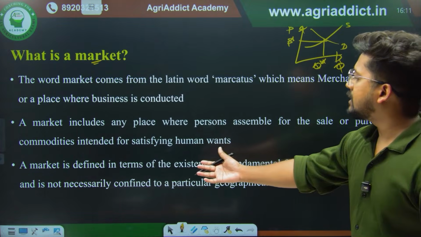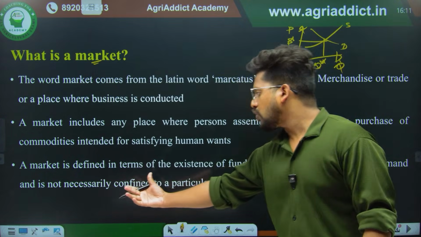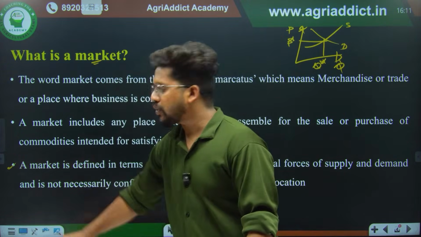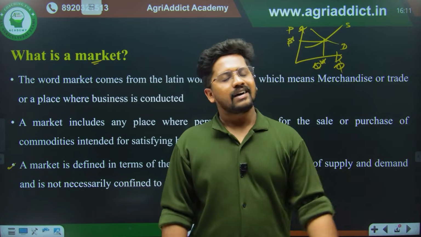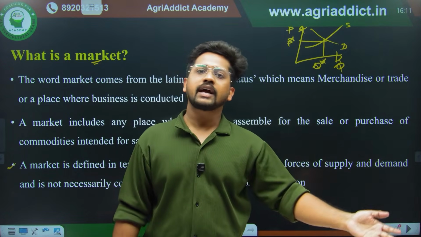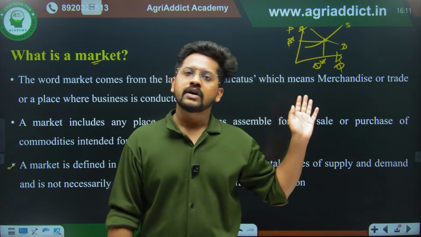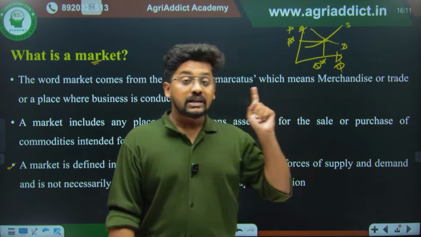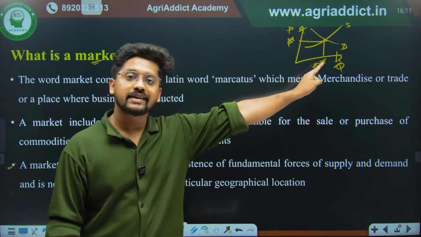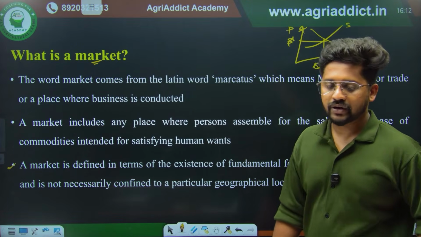So a market can be defined in terms of the existence of fundamental forces of supply and demand, and it is not necessarily confined to a particular geographical location. In order to explain this major point, I have explained the basic ideas, right? We already know that if I am going to the fish market or the vegetable market, I will be getting that thing. That is confined to a geographical location. We will be studying many types of markets in the classification, but ultimately we want to know what happens in the market. It is nothing but the convergence of demand as well as supply in the market. I guess you are getting my point.